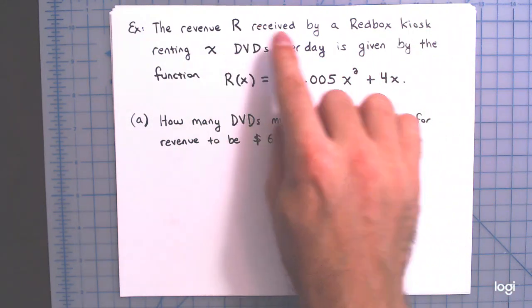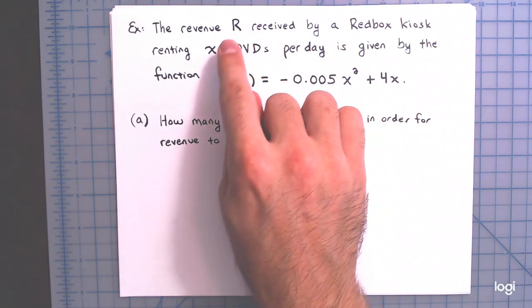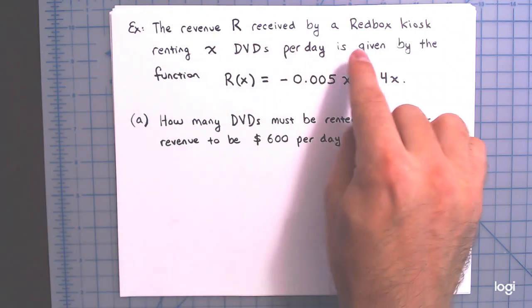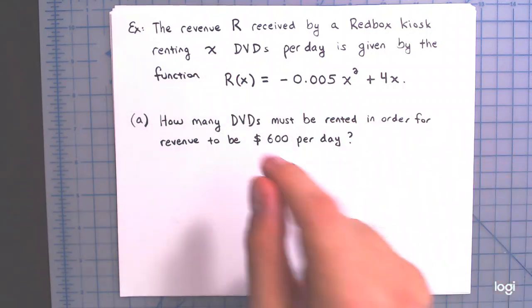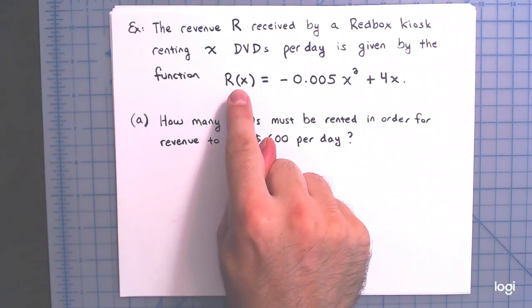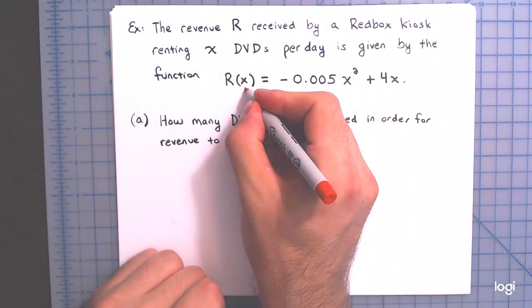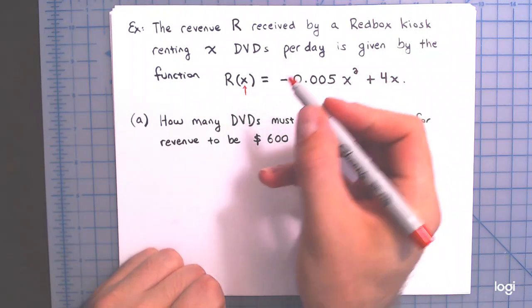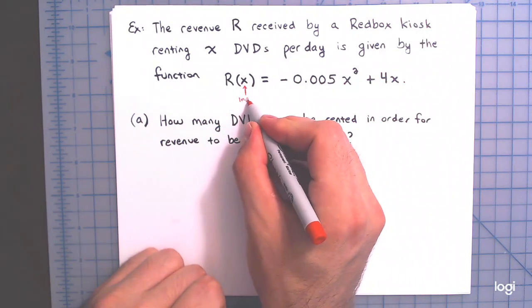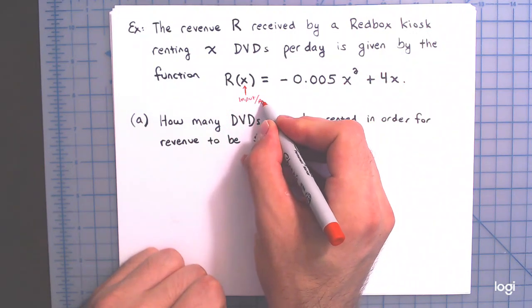And the revenue after renting out x DVDs is given by the following function. So R of x, this is that function notation. Remember, the x, the variable inside the parentheses, is called the input variable or the argument variable.